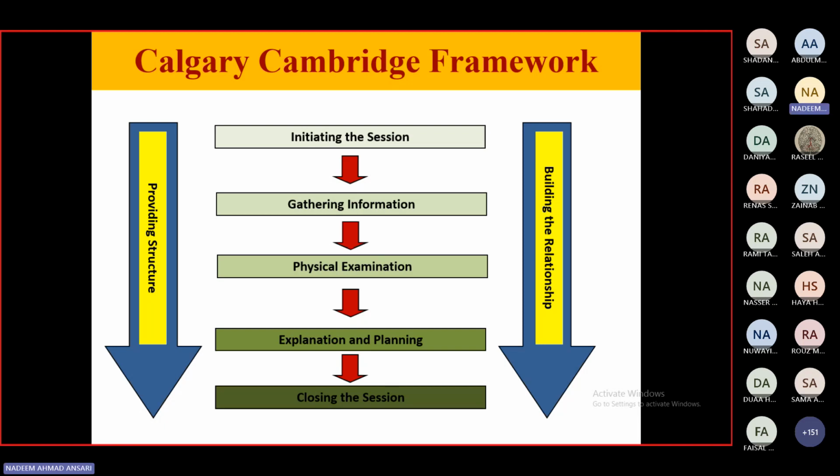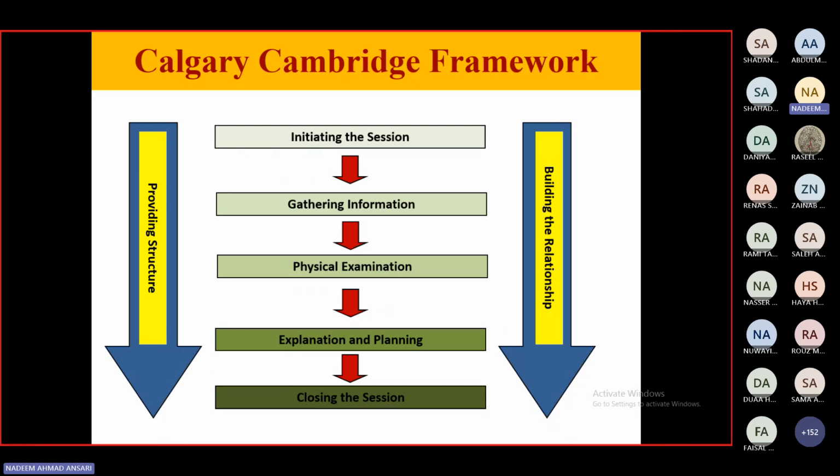You will also take consent before the interview process, and you will make the patient comfortable. He should be made aware of his confidentiality; you will inform him that all the communication will be confidential, and then you will go ahead with the consultation. So this is how we initiate the session: by greeting, by making the patient comfortable, by developing a proper rapport with the patient.